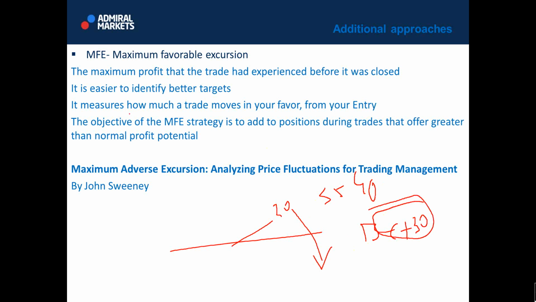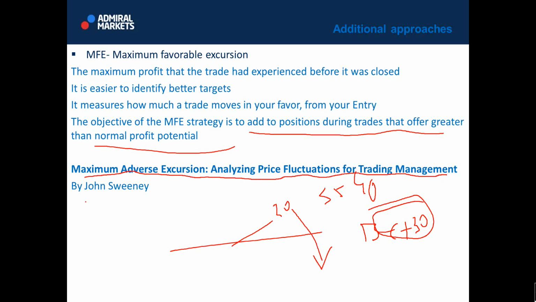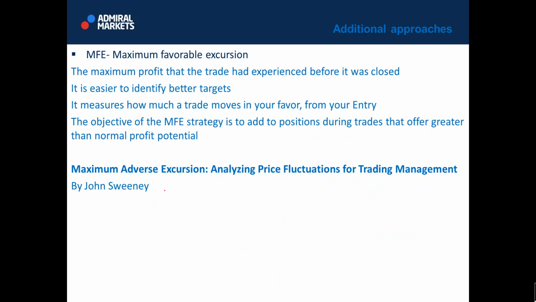The objective of the MFE strategy is also to add to position during trades that offer greater than normal profit potential. And for all of you who are interested to delve deeply into these two approaches, read the book. It's called Maximum Adverse Excursion: Analyzing Price Fluctuation for Trading Management by John Sweeney. It's a good book, I think it was published in 1997, and you can find it on the internet. You can at least buy it from Amazon. It's a good book. Read it. Okay, I strongly recommend this book.